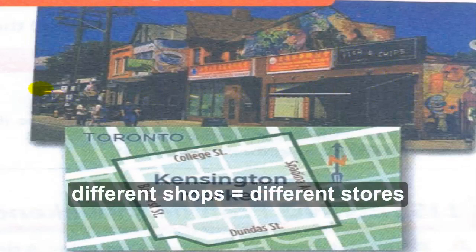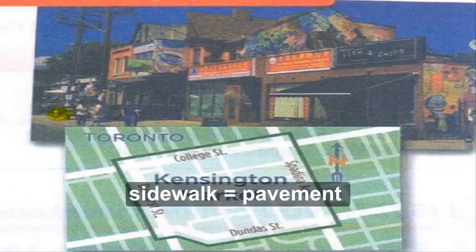Here, what do you see? Fashion shops. This is a restaurant. Different shops, different stores. People are on the sidewalks, the pavement. Where is this place? Toronto, Kensington Market, College Street. So this area is called Kensington.